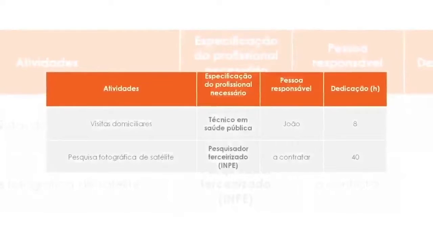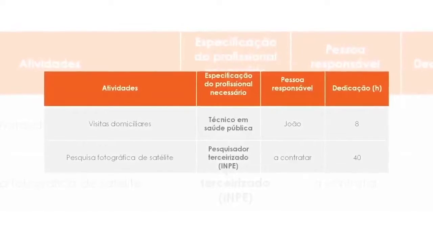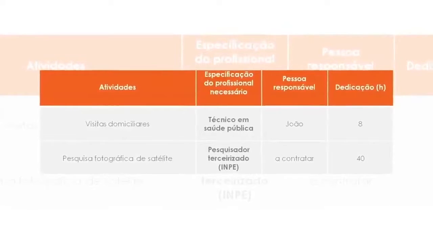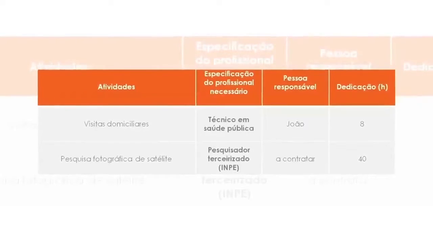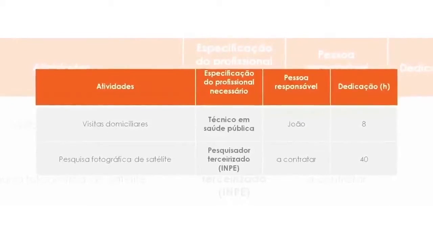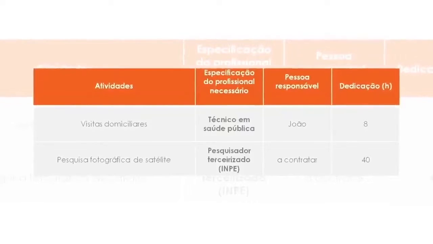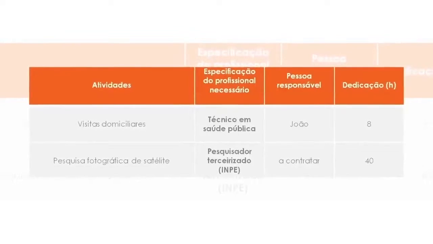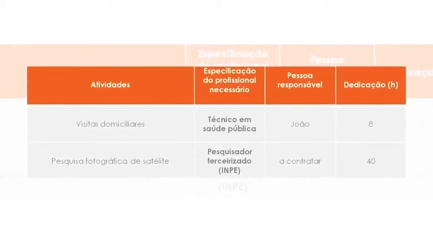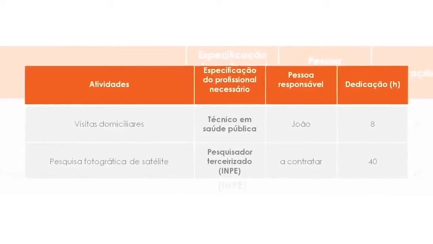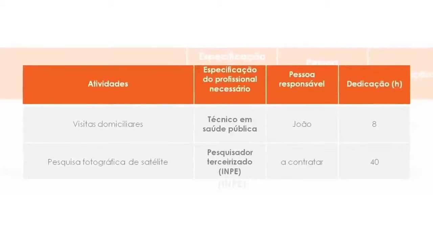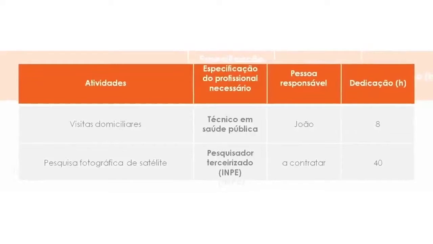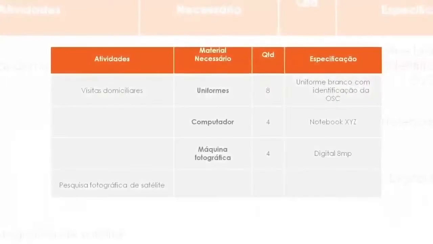Taking the example of malaria prevention, you might go on with your spreadsheet from the column of activities. For every activity, you can create columns to specify the professional profile required, the person in charge, and the hours of work needed. For example, concerning human resources, the activity home care visits will be done by someone in the health area. The person in charge will be João, and he will work 8 hours a day.